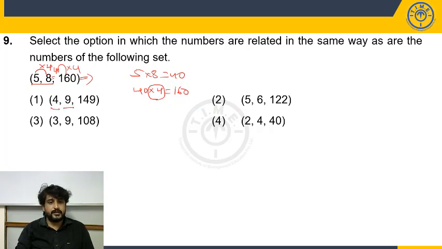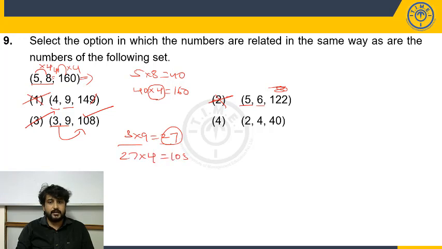So 4 9s are 36, 36 4s are, the unit digit has to be 4. So not the first option. 5 4s are 20, 20 4s are 80. So not the second option. 3 9s are 27. 27 4s are 108. So it is perfectly matching. 3 into 9 is 27. Product of the first two digits is 27, and this 27 is multiplied by 4, which we get 108. So this is the correct answer.